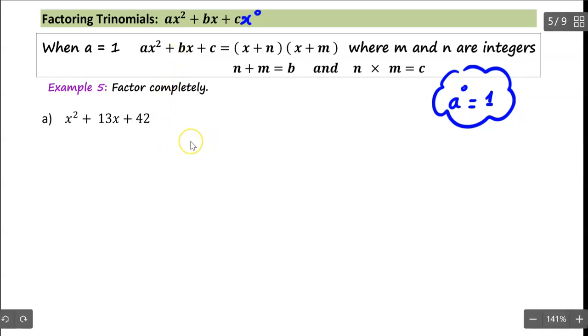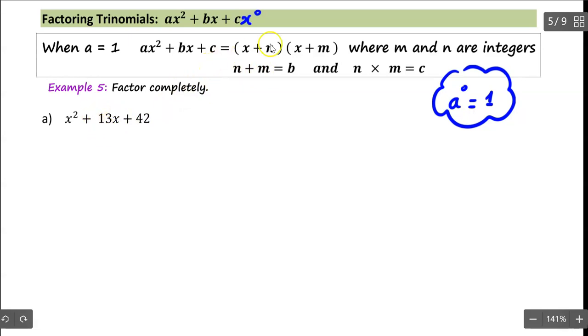So there are two cases when we factor this trinomial. The first case is when a is equal to 1. That means, as you see in this example here, you just have 1 times x squared plus 13x plus 42. So you have a trinomial with a full quadratic form. Whenever you have a trinomial with a full quadratic form and the coefficient of a equal to 1, in order to factor this, you will have to find two numbers whose product will give you c, and the same two numbers added will give you the term for b.